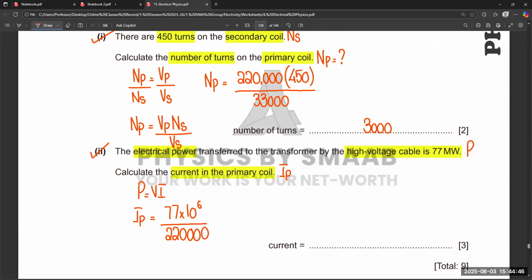77 mega divided by 350. So this is the value of the current for these wires. So you can see very high amount of electric current passes through these wires. Normally in our daily life, we are not using such high value of electric current in our circuits.